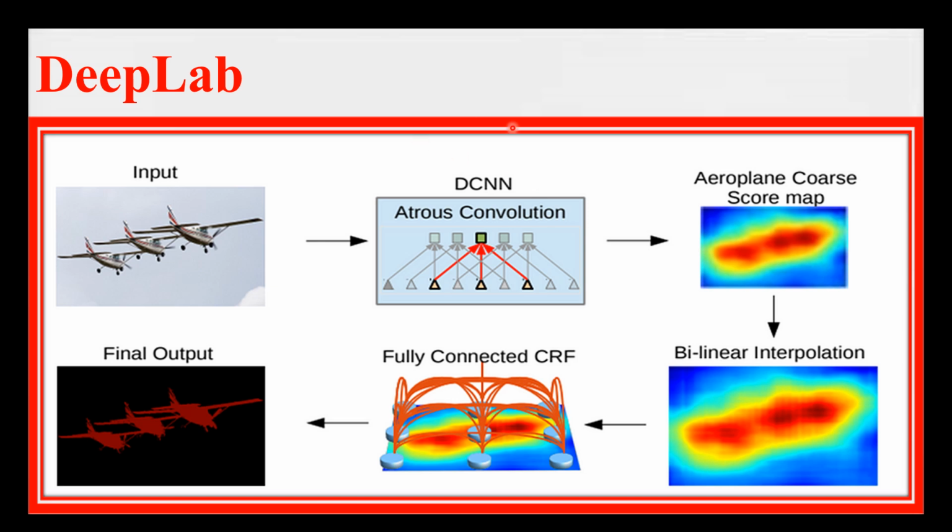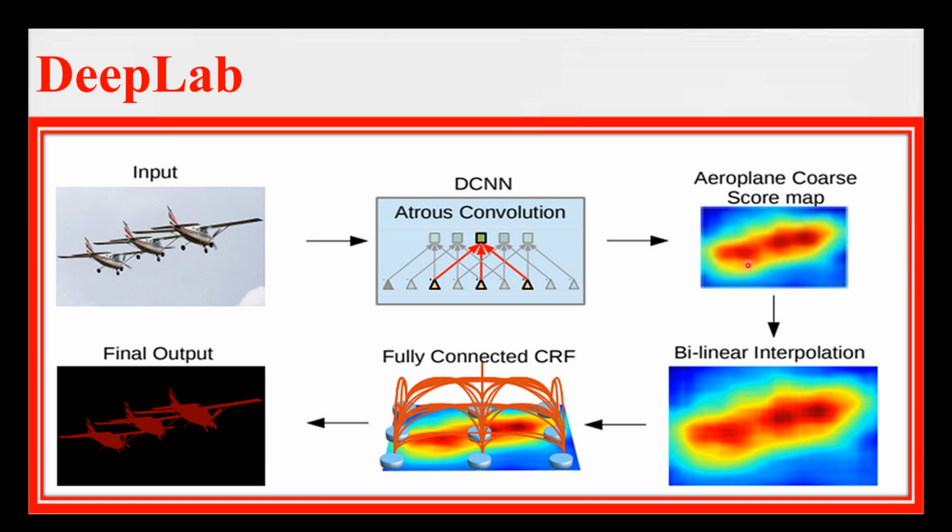Then we have atrous or dilated convolution. Now DeepLab employs atrous convolutions, also known as dilated convolutions. This atrous convolution allows the network to process a large neighborhood of the input without significantly increasing the number of parameters and computational complexity. And this is achieved by increasing the convolution's effective field of view without reducing its spatial resolution.